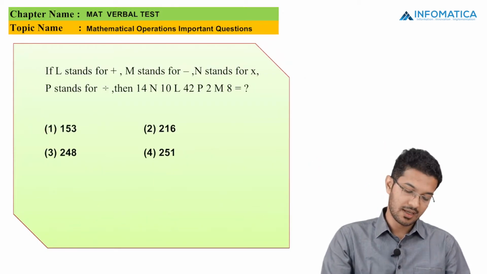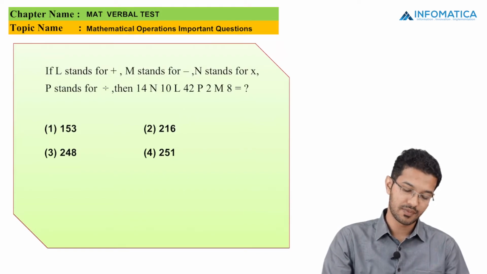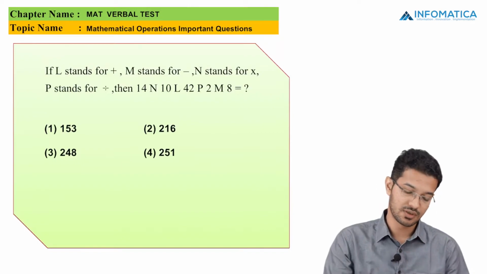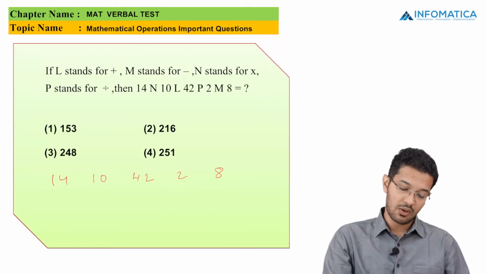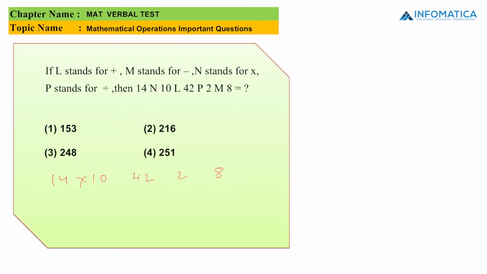Now for the next one, it says that if L stands for addition, M stands for subtraction, N stands for multiplication and P stands for division, then 14N, 10L, 42P, 2M8 is equal to what? So let me write down the numbers first. I'll write down 14 followed by 10, then I'm having 42, 2 and then lastly 8. Now what does N stand for? N stands for multiplication. Then I am having an L. Now L stands for addition.